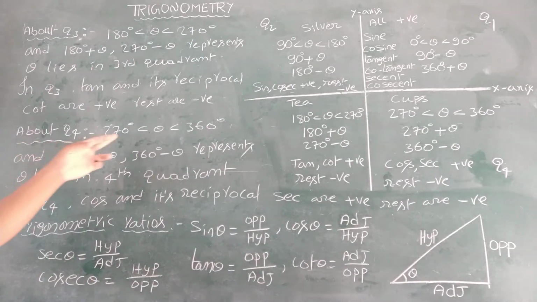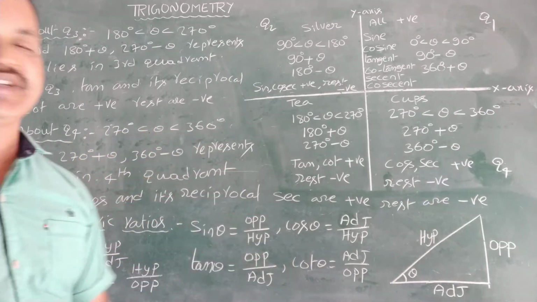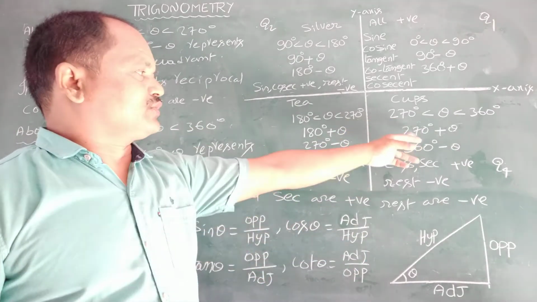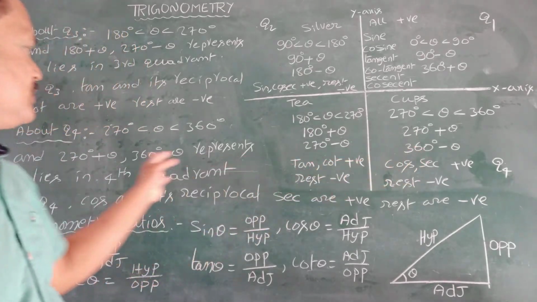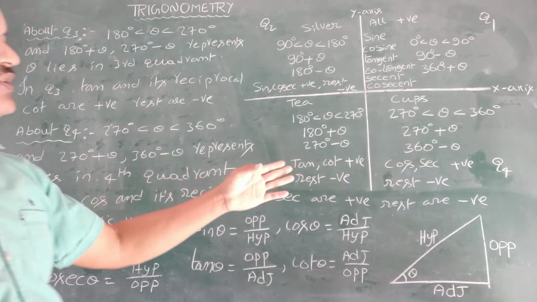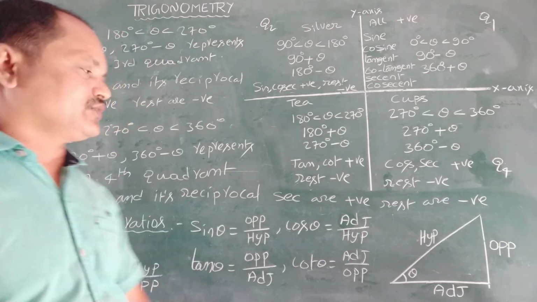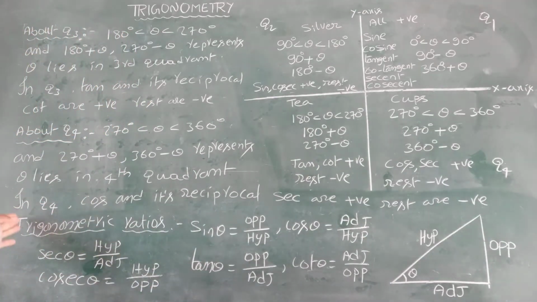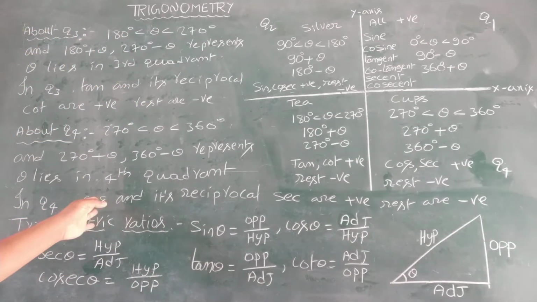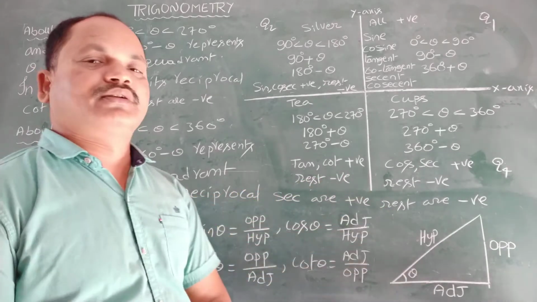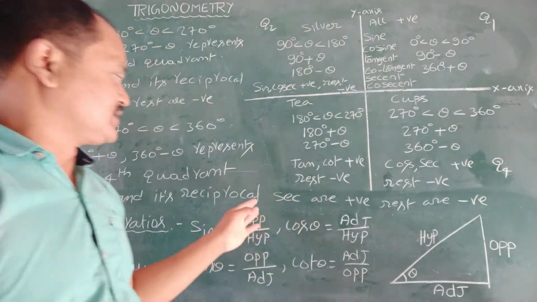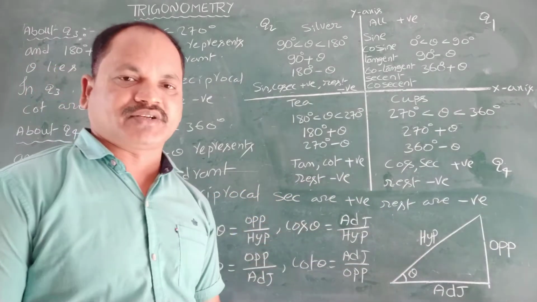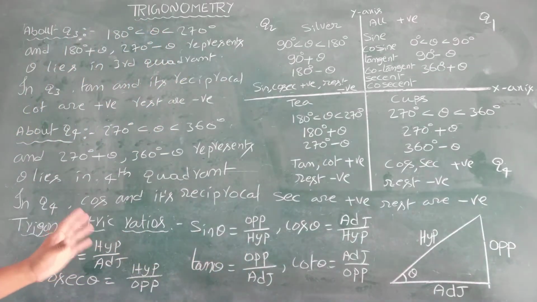And in Q4, 270 less than theta less than 360. That's why 270 plus theta, 360 minus theta belong to the representation of Q4. Theta lies in Q4. In Q4, cos and its reciprocal secant are positive, rest of the functions are negative. Now we are going to identify the trigonometric ratios.